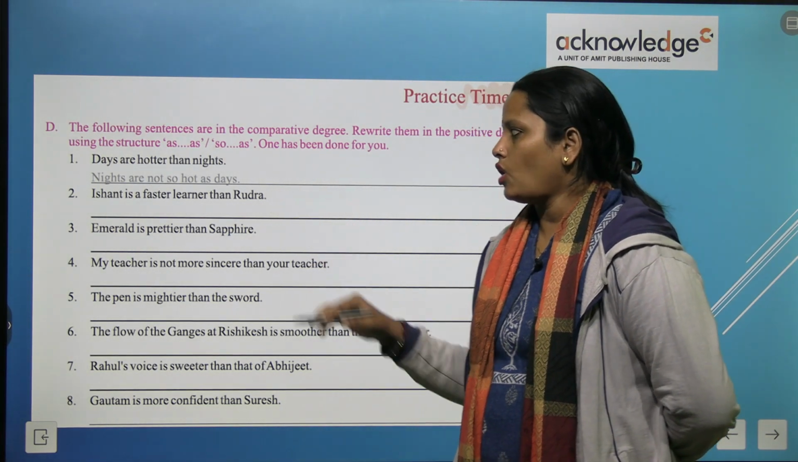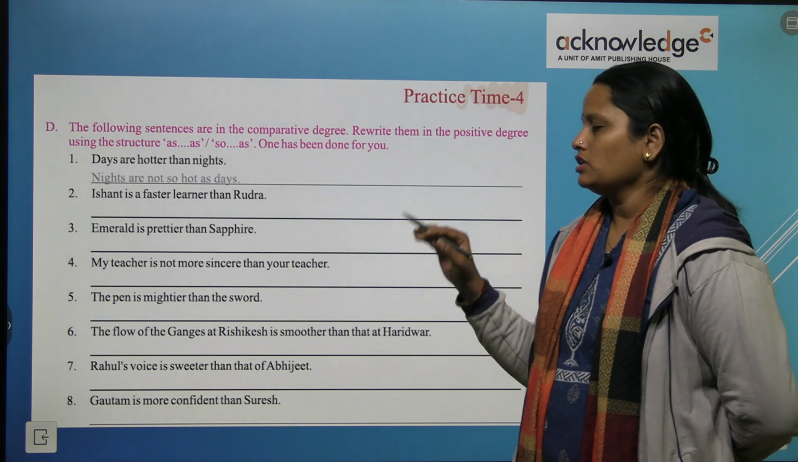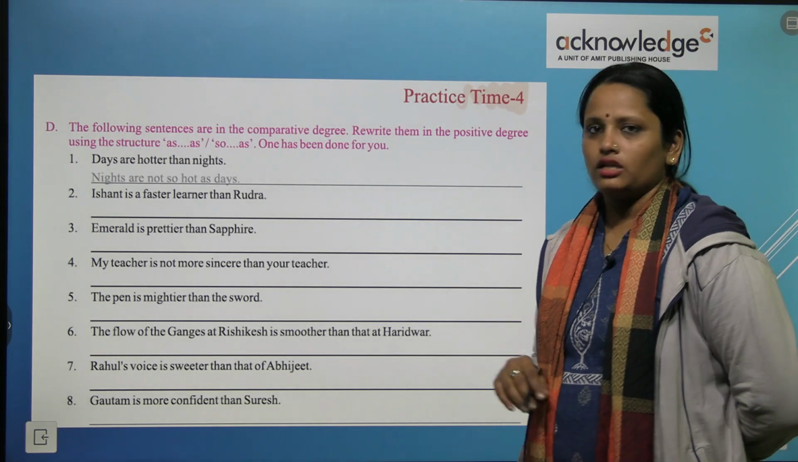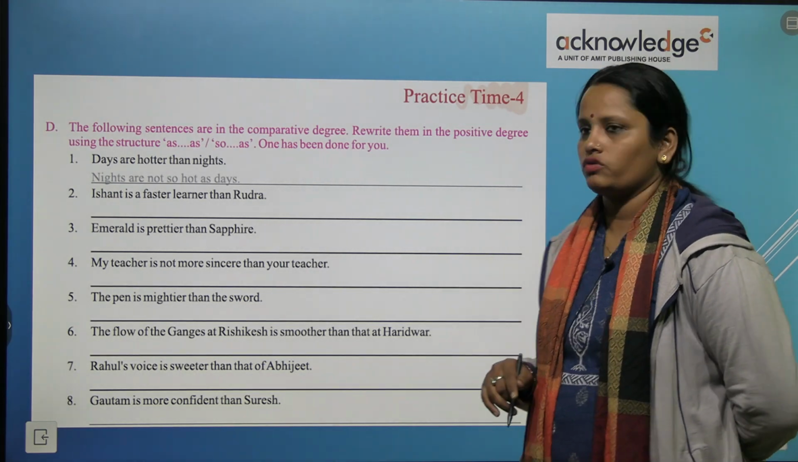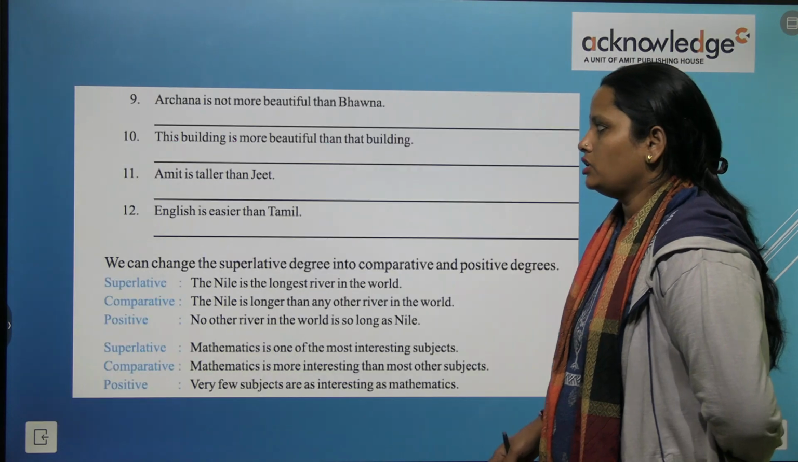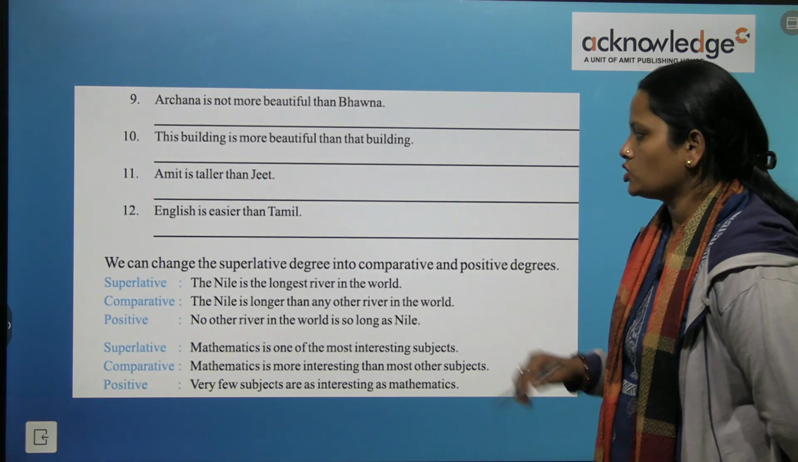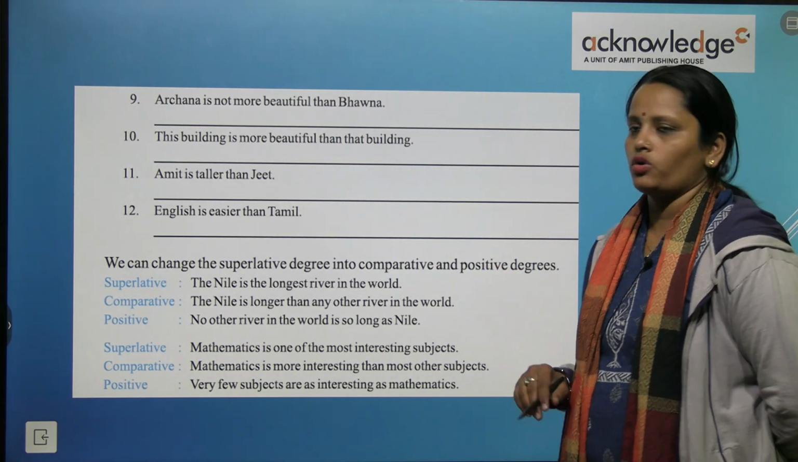Rudra is not so faster a learner as Ishan. So we have done 2 questions here, children. The rest of the questions are your homework. You have to complete these questions on your own. Now we can change the superlative degree into the comparative and positive degree.